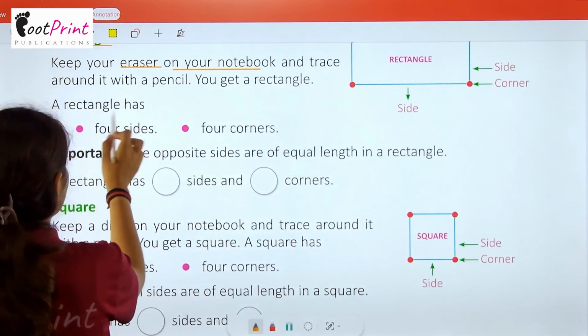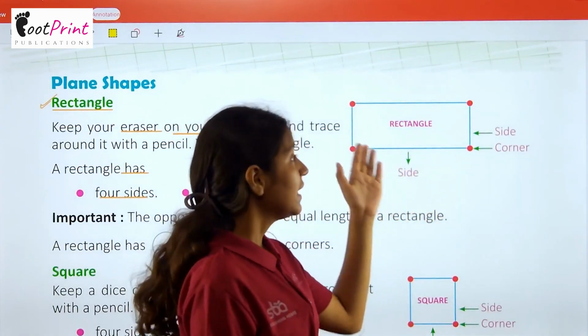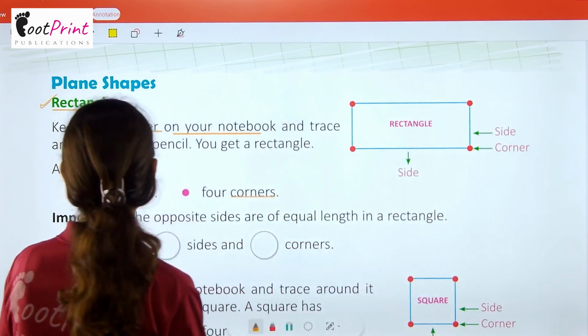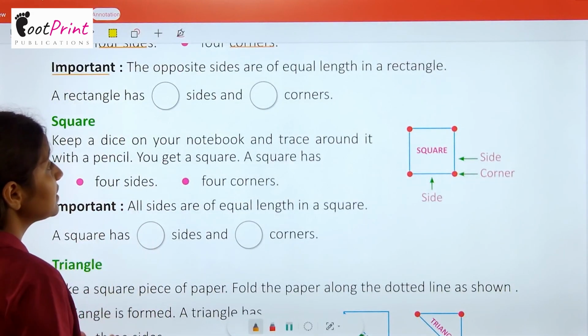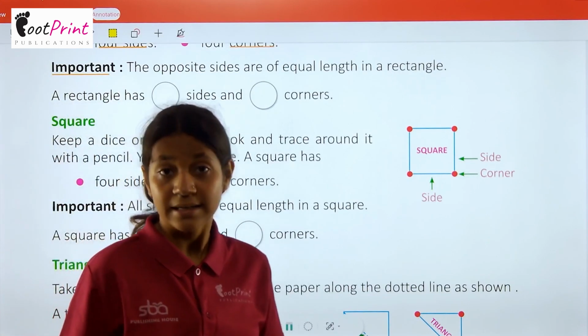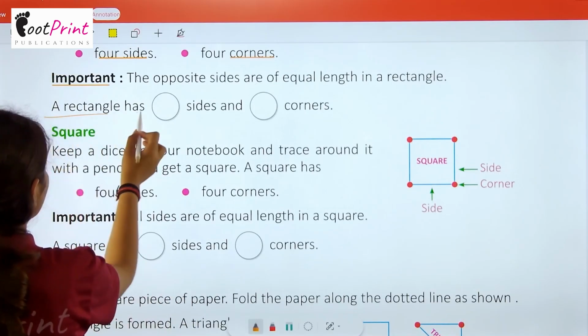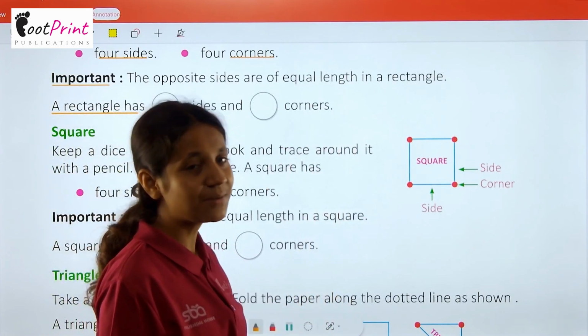Now a rectangle has 4 sides, 4 corners. As we can see, this is the rectangle. It has 4 sides and 4 corners as well. Important point to be noted is the opposite sides are of equal length in a rectangle. जो opposite side होती है rectangle की वो equal होती है. Now, a rectangle has dash side and dash corner. So you have to fill here by yourself.